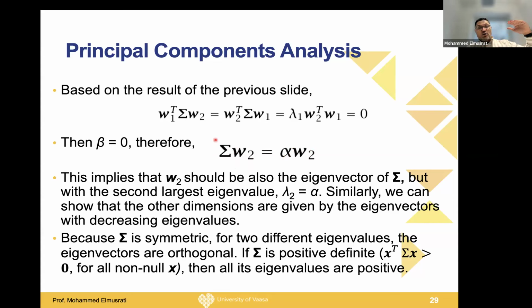So we calculate: the first component is the eigenvector associated with the highest eigenvalue. The second component is the eigenvector associated with the second highest eigenvalue. The third principal component is the eigenvector of matrix Z associated with the third highest eigenvalue of that matrix. So in this way, we can start calculating or collecting the principal components. When should you stop?